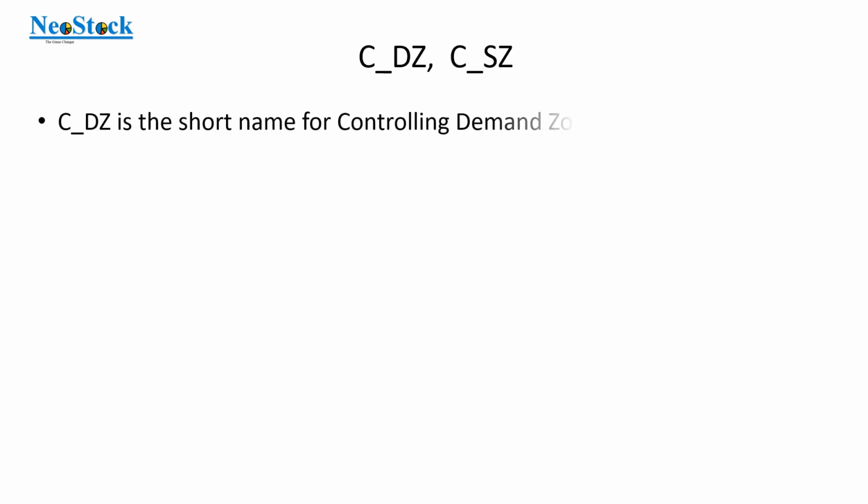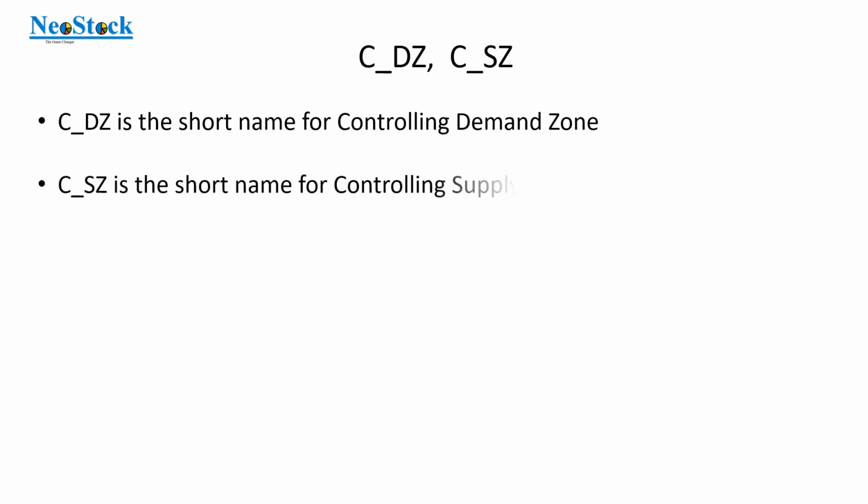The first one is C_DZ, C_SZ. These are the short names I have given. So what is that abbreviation? C_DZ is the short name for controlling demand zone. And C_SZ is the short name for controlling supply zone.